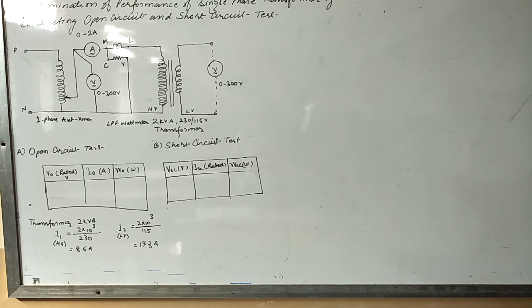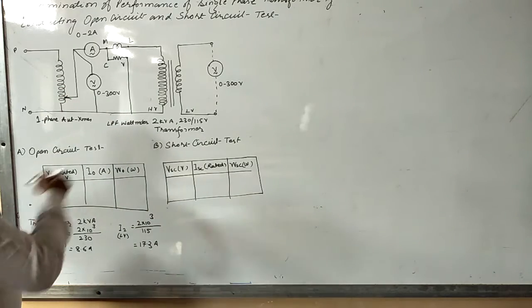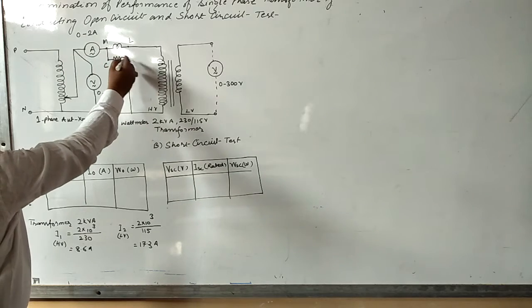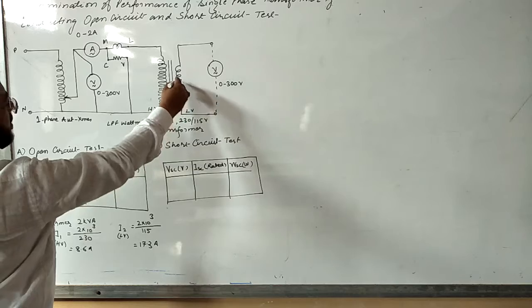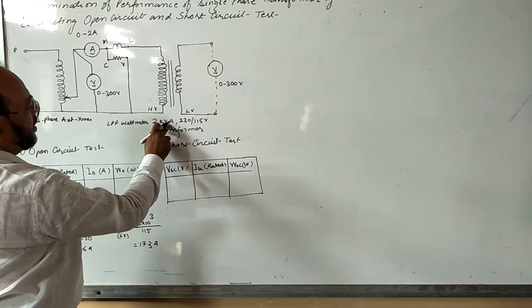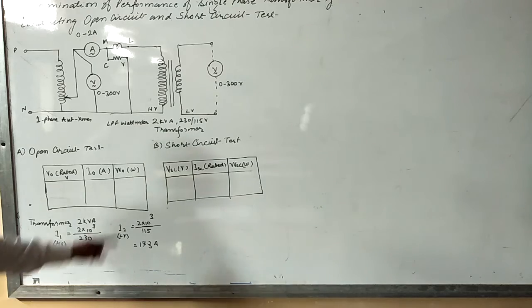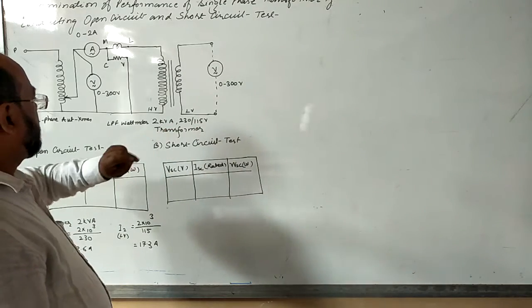Now here in the circuit it is shown that this is the single phase transformer, and the ammeter is connected through the wattmeter. This is the HV winding of the transformer, and this is the LV winding of the transformer. Our transformer is 2 kVA, 230 volt by 115 volt.